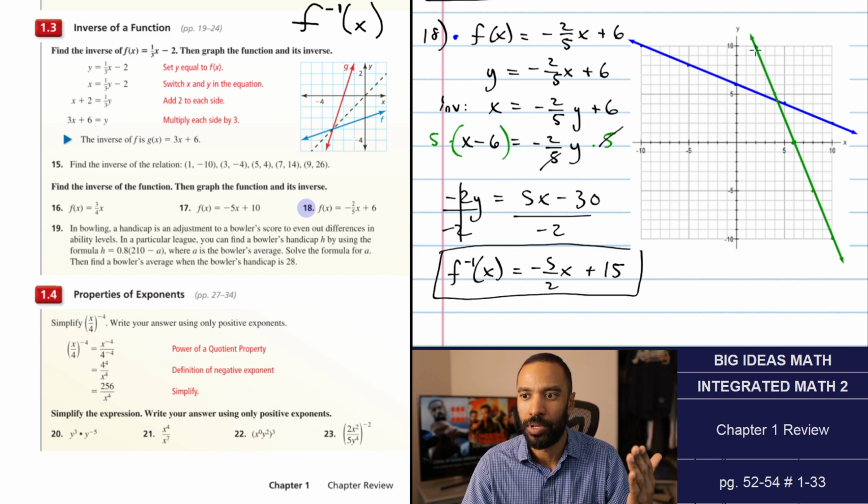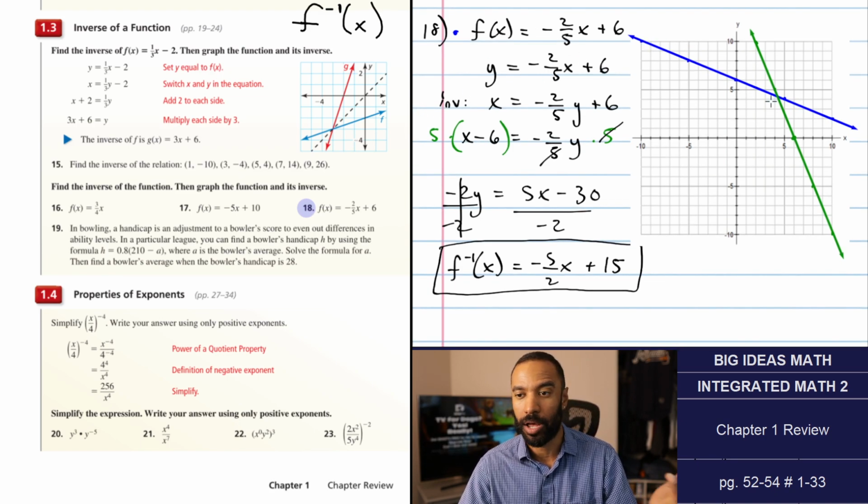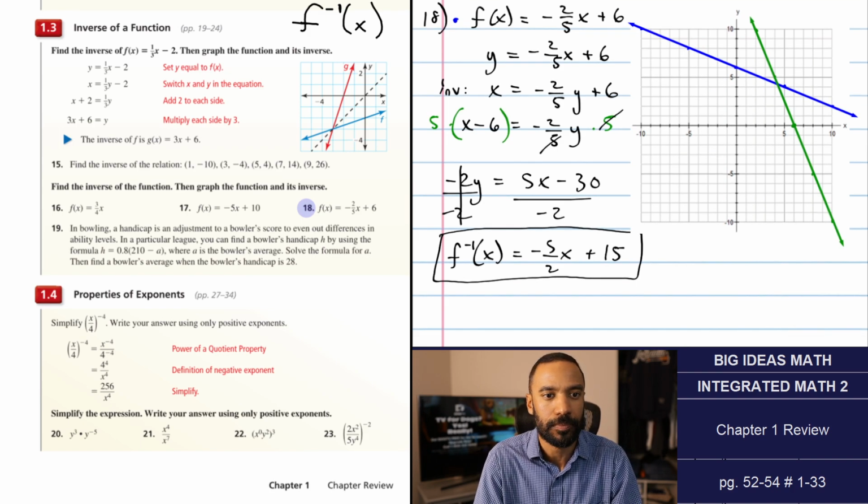There's a point that's (2, 10). Things like that, and then apply your slope. Or plot them all. Plot all the inverses with it, but they still need you to find the equation to confirm that it works. Last one on 1.3 is number 19.